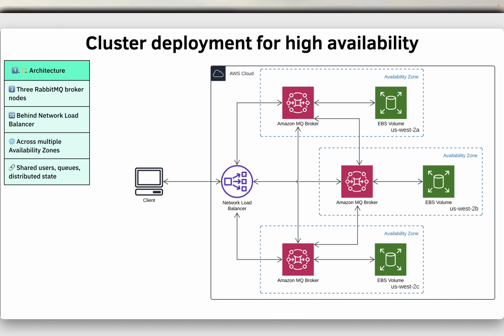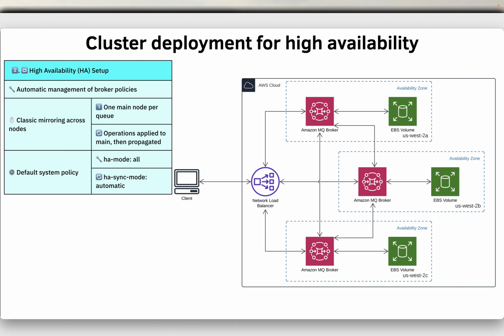Then cluster deployment for high availability. So this is for the high availability setup. We have three nodes as part of a cluster. The architecture of a cluster deployment in Amazon MQ consists of three RabbitMQ broker nodes behind a network load balancer. These nodes share users, queues, and distributed state across multiple availability zones.